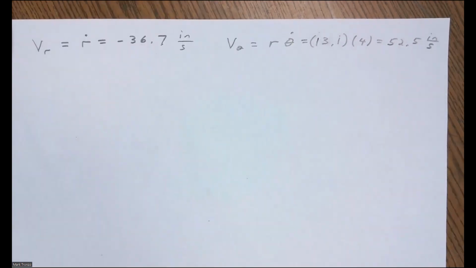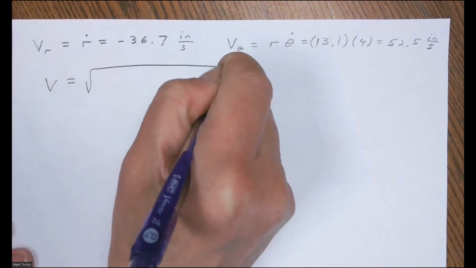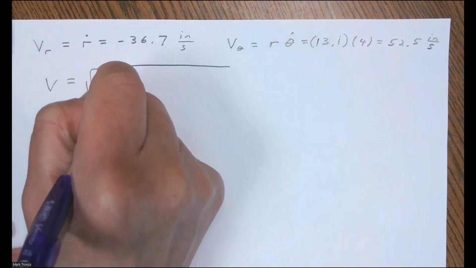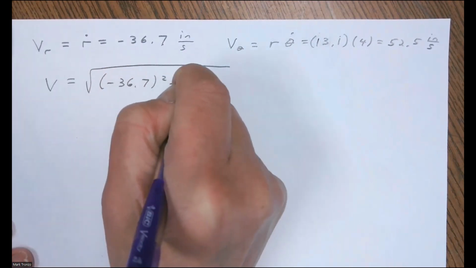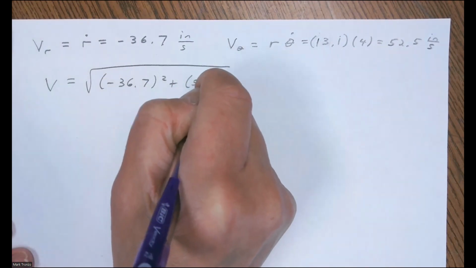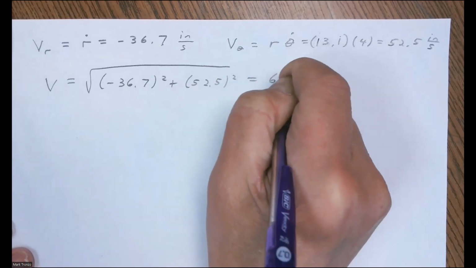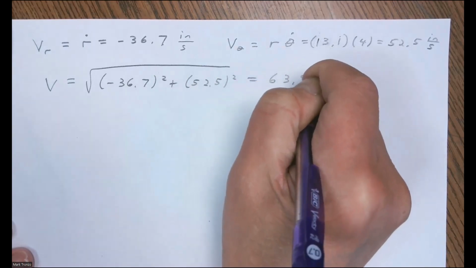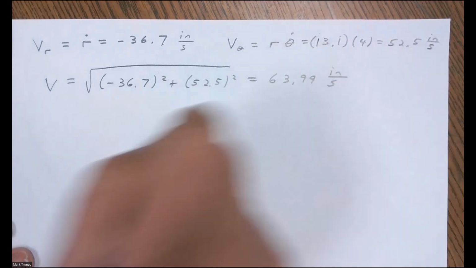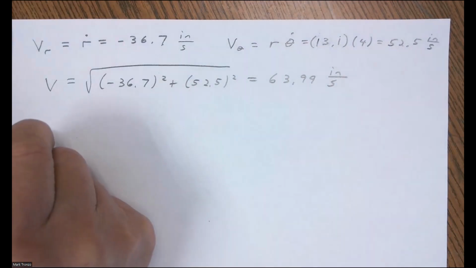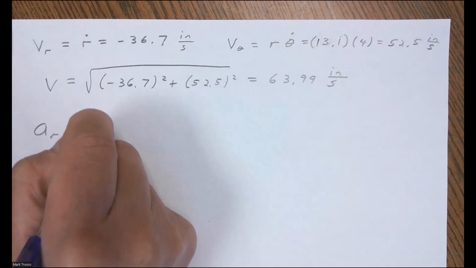Okay, sorry about that. And then so our velocity is going to be the square root of negative 36.7 squared plus 52.5 squared, which equals 63.99 inches per second.